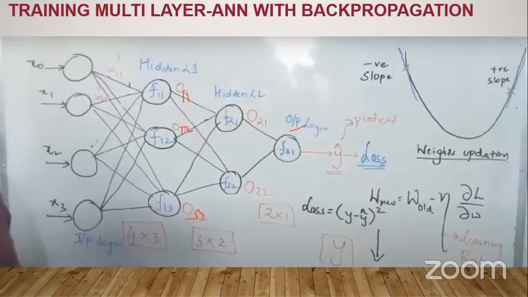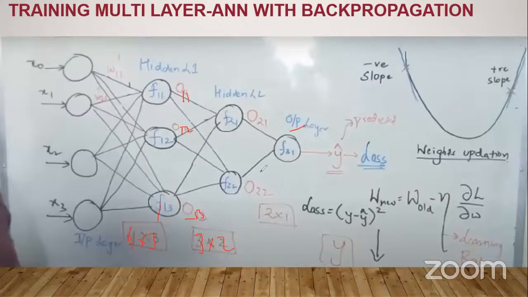How will the weight matrix be calculated? If I have 4 inputs, and I am passing these 4 inputs to the 3 neurons, then 4 multiplied by 3 will be the weight matrix at this layer. Then we take the output from these 3 nodes to the next layer, where we have 2 neurons. So at that time, it will become 3 weights multiplied by 2.